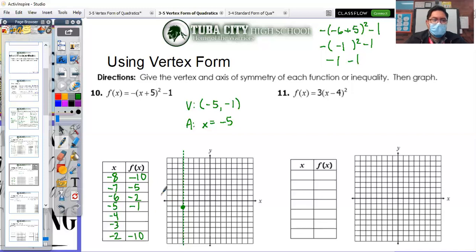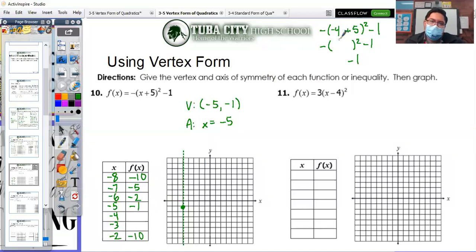Okay. And we could verify what we get as our vertex if we put in -5. But let's just picture it in our heads. -5 plus 5 would be 0. 0 squared is 0. -0 is 0. 0 minus 1 is -1. So we still get -1. So we can go ahead and skip that one and go to -4.